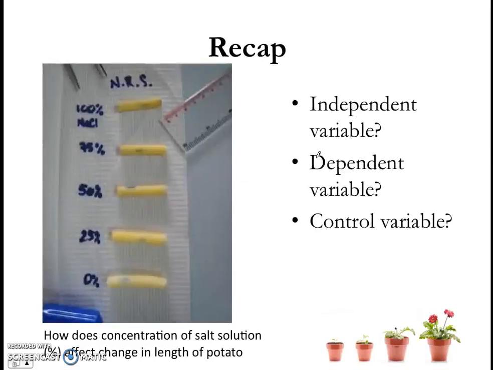But first, we're going to end off by looking at some experiments about photosynthesis. And we need to remember what these three terms mean: independent variable, dependent variable, and control variable. Remember this experiment where we did the potatoes in different concentrations of salt solution. In this case, remember that the independent variable is the one that I am interested in, the one that I change.